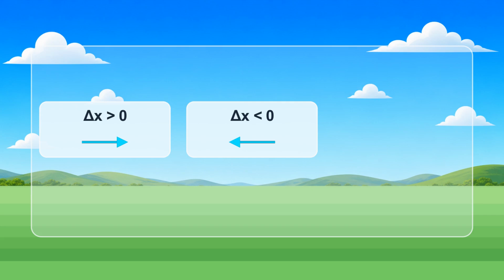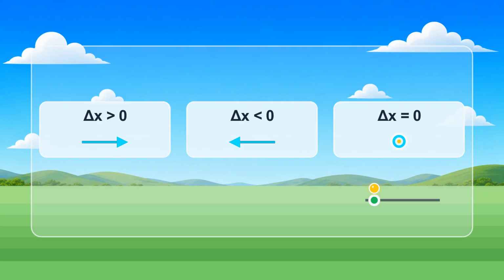The sign of delta x gives the orientation along the chosen axis. If delta x is positive, the displacement points in the positive direction. If delta x is negative, the displacement points in the negative direction. If delta x equals 0, the final and initial positions are the same. That does not necessarily mean that the body never moved. It may have moved away and then returned to its starting position.